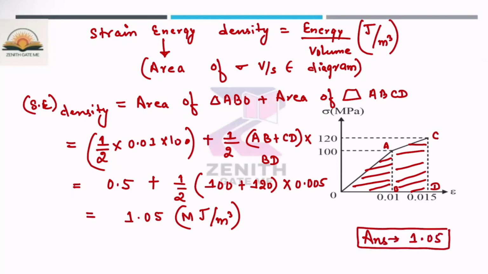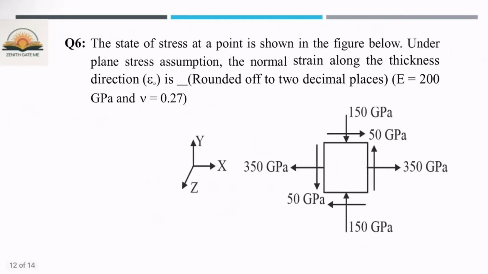Okay, so the last question from the strength of material, it is a 2 marks question. What is the question? A state of stress at a point is shown in the figure below under the plane stress assumption. Always remember this key point, the plane stress assumption. The normal strain along the thickness direction you have to calculate. Okay, so the state of stress is given.